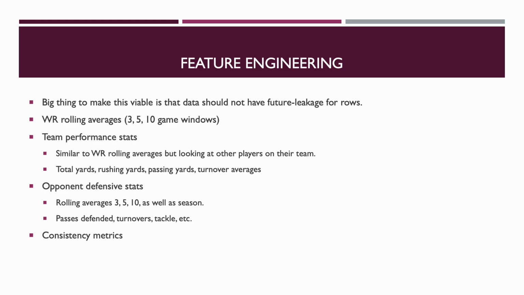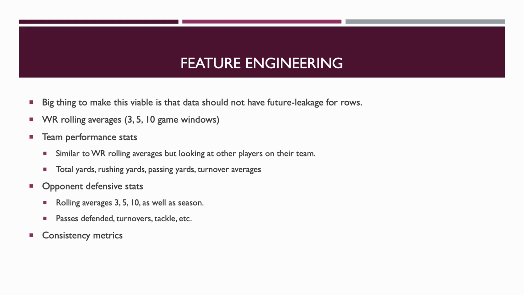So the way I decided to do this was to calculate rolling averages for these different features. To start off, I wanted to focus on the player specifically, the wide receiver, and calculate their rolling averages for stats such as receiving yards, targets, catches, that sort of thing. For this, I created 3, 5, and 10 game windows to compare them and see that player's performance in the most recent games and how consistent they are over a long period of games.